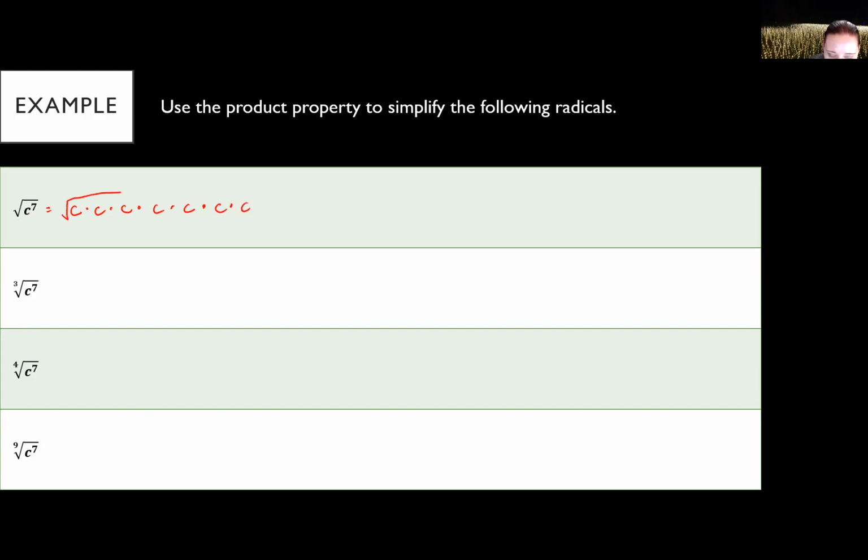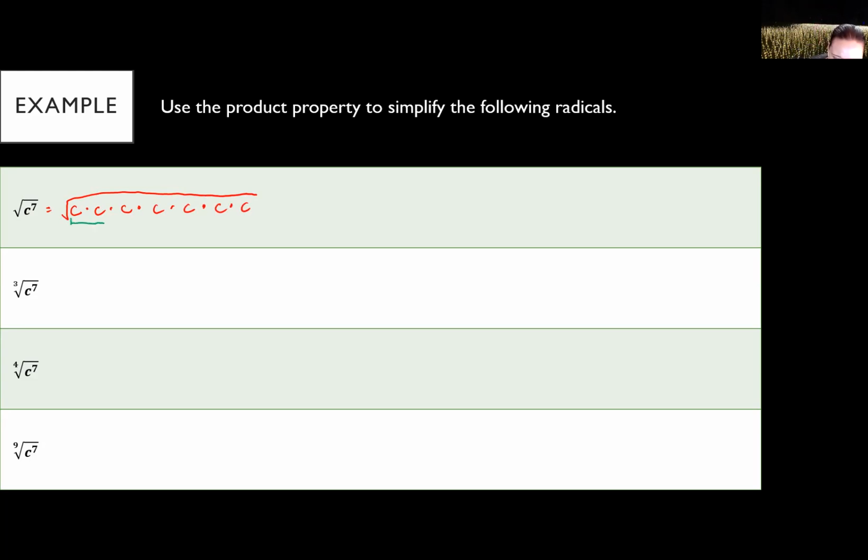And these are all inside the square root. So I usually do my square root last with things like this to make sure that it's covered over everything. So I've got 7 c's there because it's c to the 7th. Because it's a square root, you want to group them in groups of 2 because we're undoing squares. So we want to group them in pairs so that they have exponents of 2.